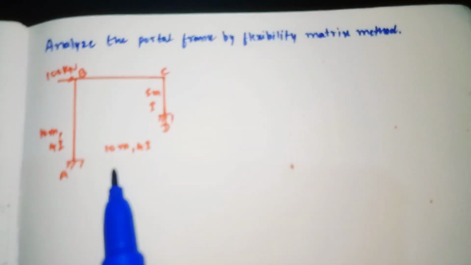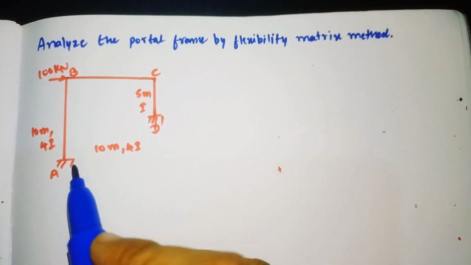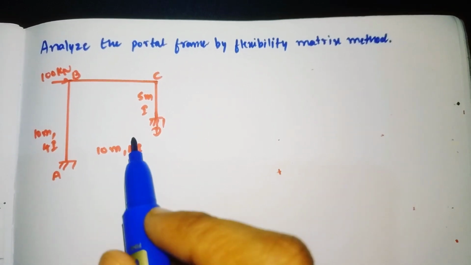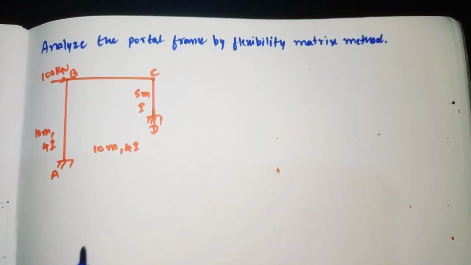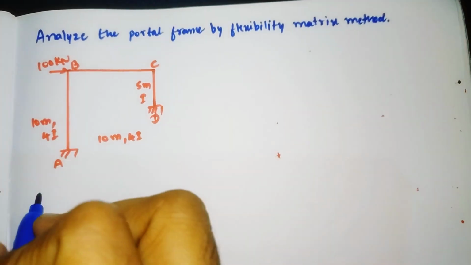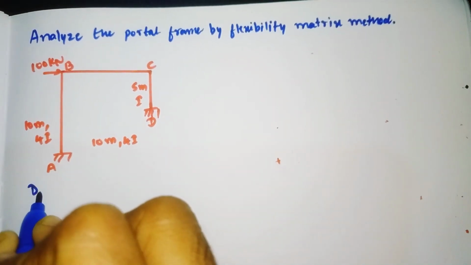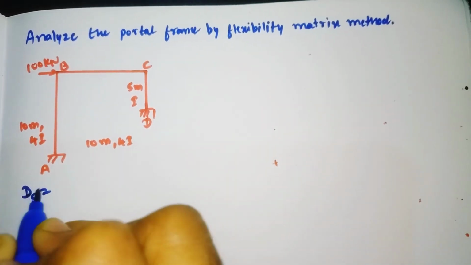So this is the given frame. Here both the ends are fixed, and a point load of 100 kN is acting here. Now our first step is to find out the DS. DS is nothing but the degree of static indeterminacy for the frame.